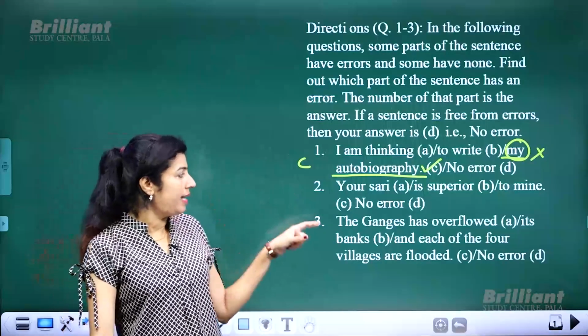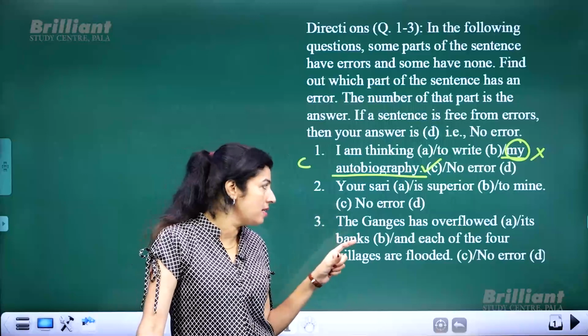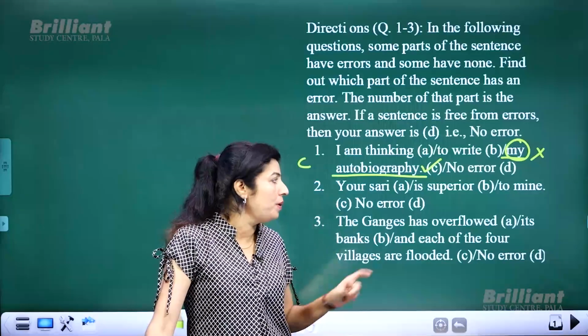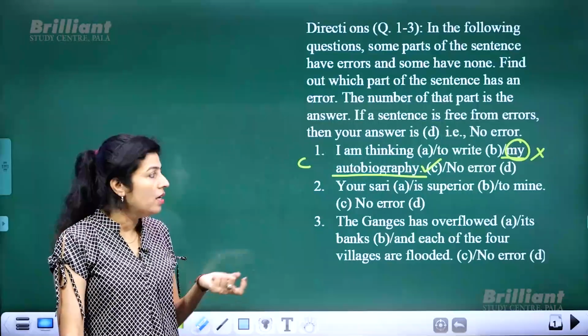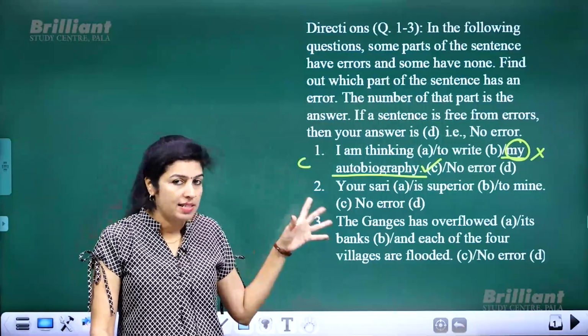Okay, now the second sentence is, your sari is superior to mine. Your sari is superior to mine. Okay, so remember, this sentence does not have any error.